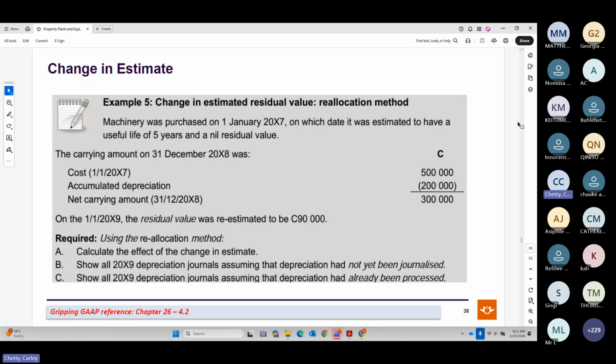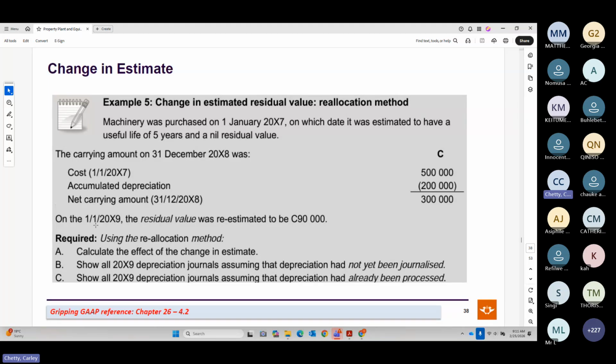So the carrying amount on 31 December 20x8. So these are the amounts given. The cost was given on 1 Jan 20x7 as 500,000, and the accumulated depreciation for the 2 years, for the 20x7 year and 20x8 year, was 200,000. The net carrying amount is therefore 300,000. Okay. They told us that there was a nil residual value for this asset.